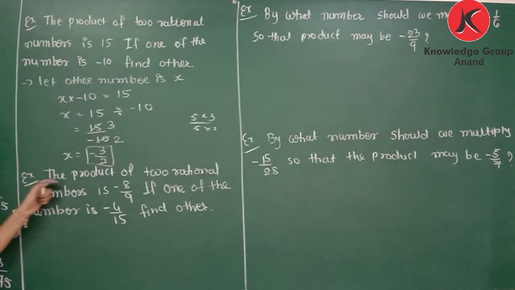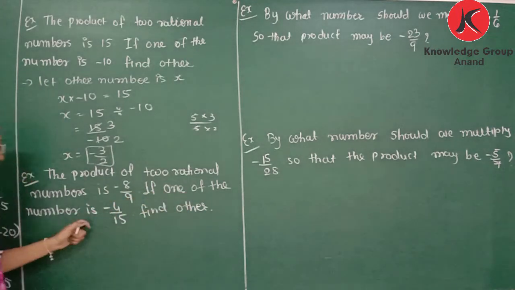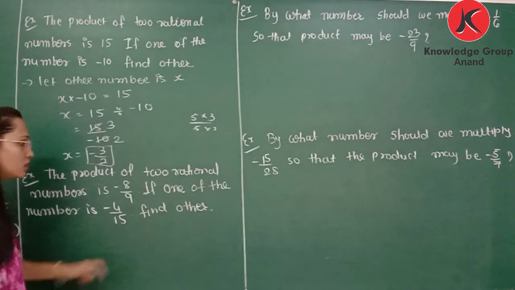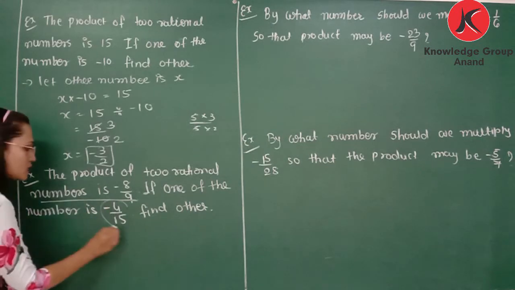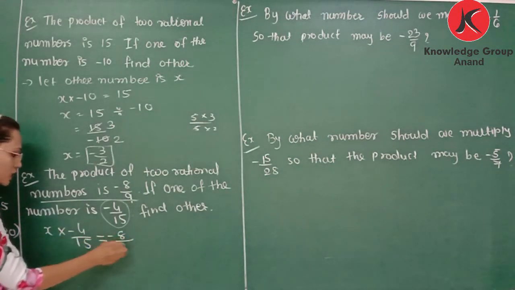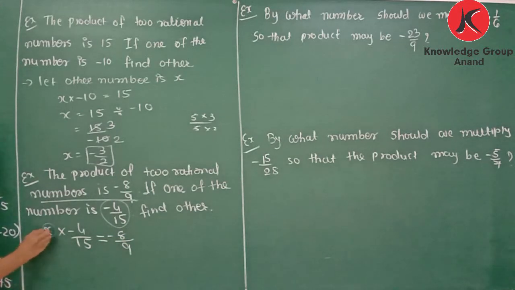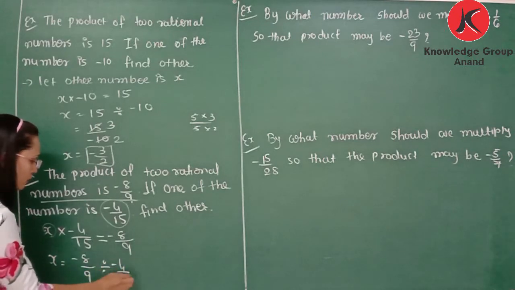Now next, the product of two rational numbers is minus 8 by 9. If one of the numbers is minus 4 by 15, find the other number. So the product is given, the answer is given, and one number is minus 4 by 15. So let's take the other number as x. It is multiplied with minus 4 by 15 and is equal to minus 8 by 9. Now we need to find x. So minus 4 by 15 becomes division on the right side. So x is equal to minus 8 by 9 divided by minus 4 by 15.